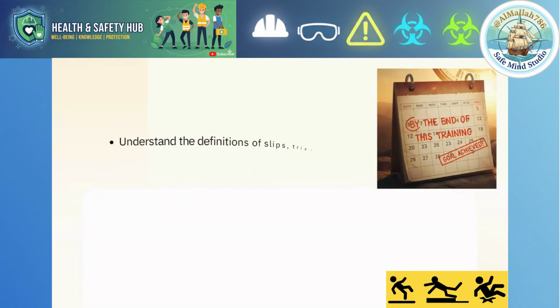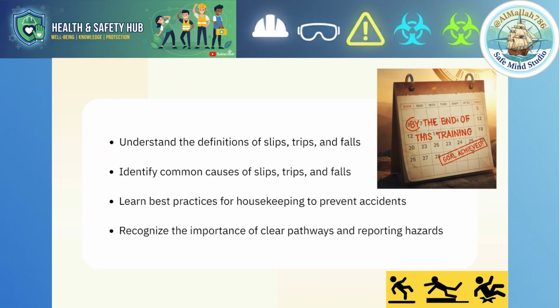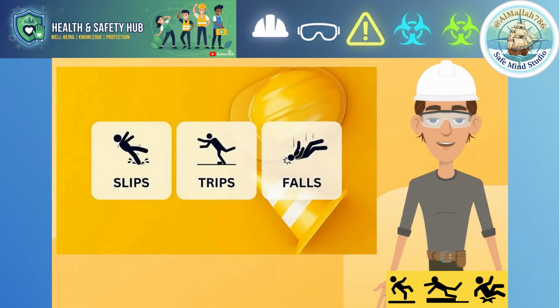By the end of this training, you will understand the definitions of slips, trips, and falls. Identify common causes of slips, trips, and falls. Learn best practices for housekeeping to prevent accidents. Recognize the importance of clear pathways and reporting hazards. Here are crucial details on slips, trips, and falls prevention.